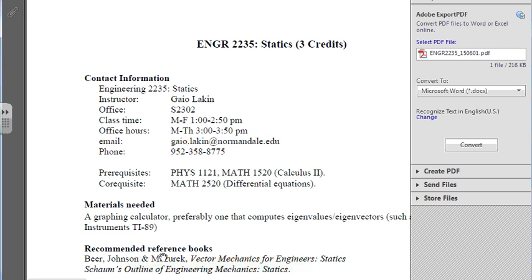Beer, Johnson, and Mazurek. This is the book that they use at the U of Minnesota. So that's the one that I used to require. It's pretty expensive, obviously, and there's no reason you have to have the latest version of this.